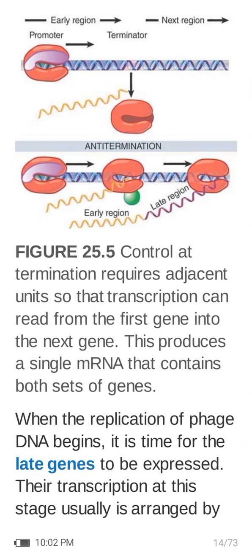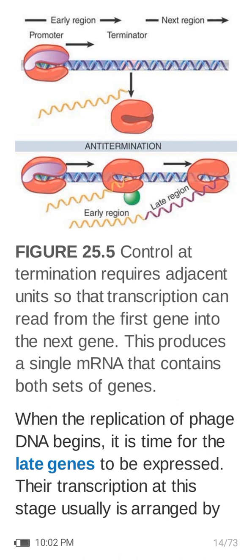In the next figure, control at termination requires adjacent units so that transcription can read from the first gene into the next gene. This produces a single mRNA that contains both sets of genes, as can be seen: promoter, terminator, anti-termination, late region, early region, and so on.